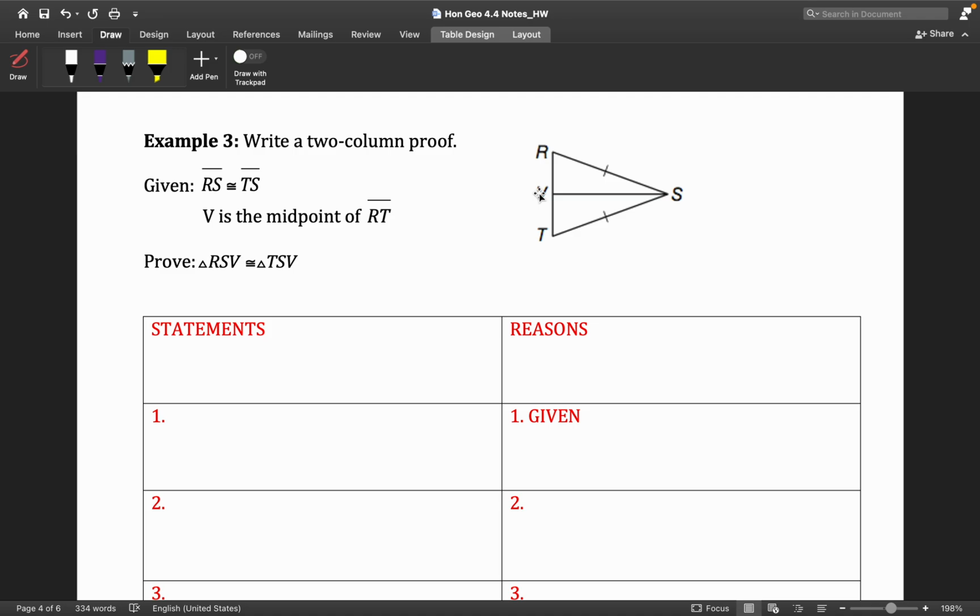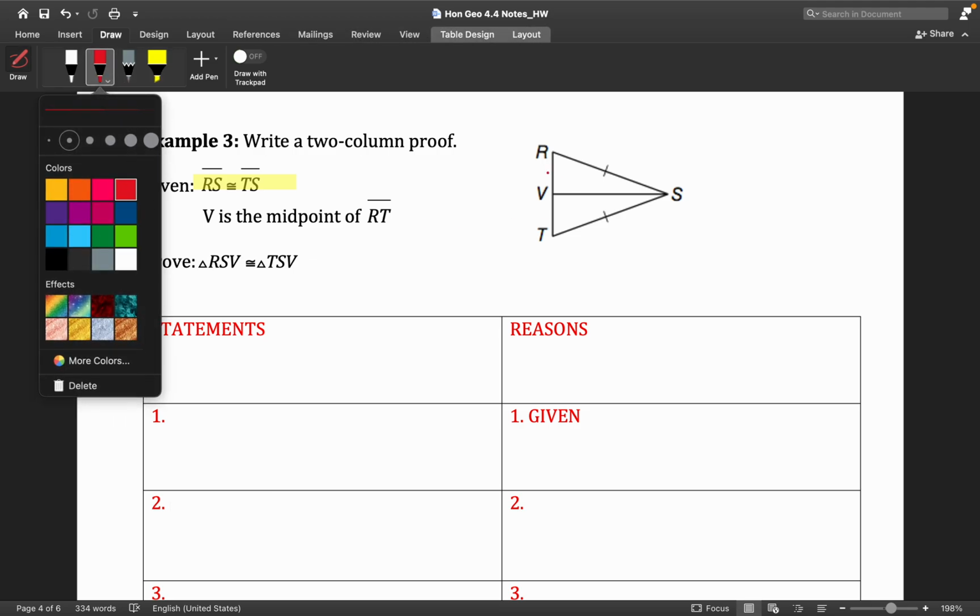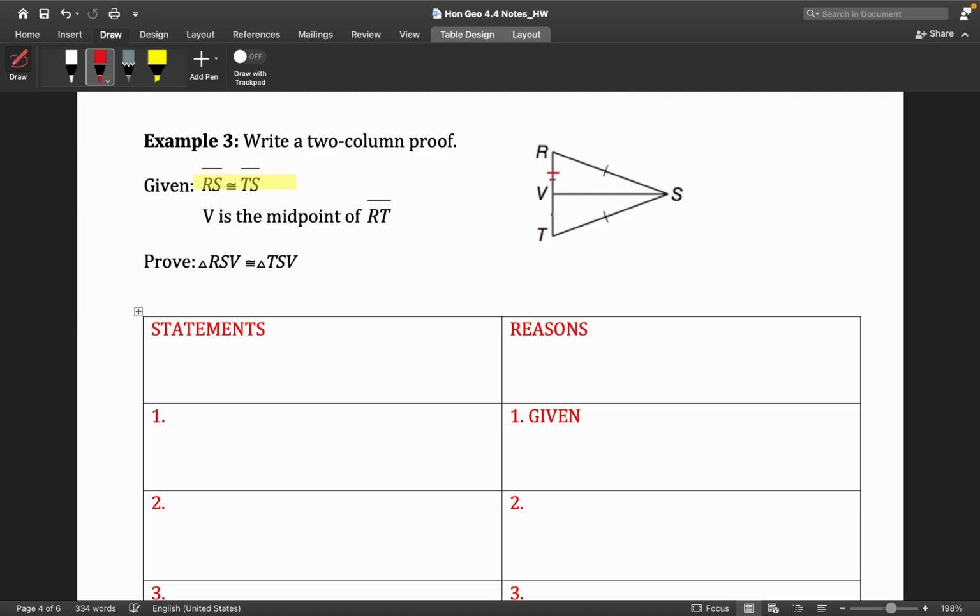On our second problem, we're given that V is the midpoint of RT. We're given that RS and TS are congruent. We're going to try to prove this congruence theorem by side, side, side. So what am I missing? If I want side, side, side, I need to show that RV and TV are congruent. And I need to show that this shared side in the middle is congruent to itself.